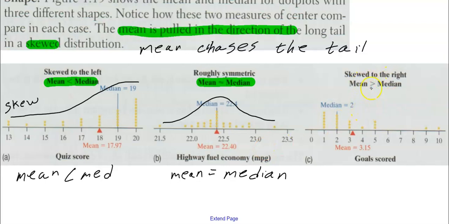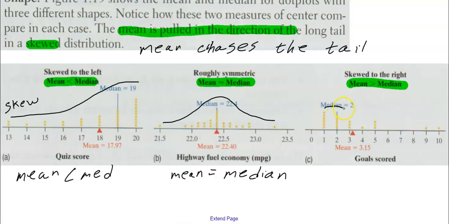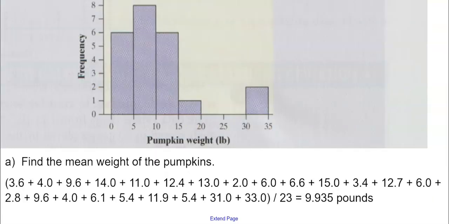And then when we're skewed to the right, mean is going to be pulled to the right. Again, this is right skewed because these 9 and 10 goal games are very different. We don't normally score that high, so that 9 and that 10 drag the mean to the right. So mean chases the tail, and skew describes which side of the graph the tail is on. Is the tail on the left side or the right side?